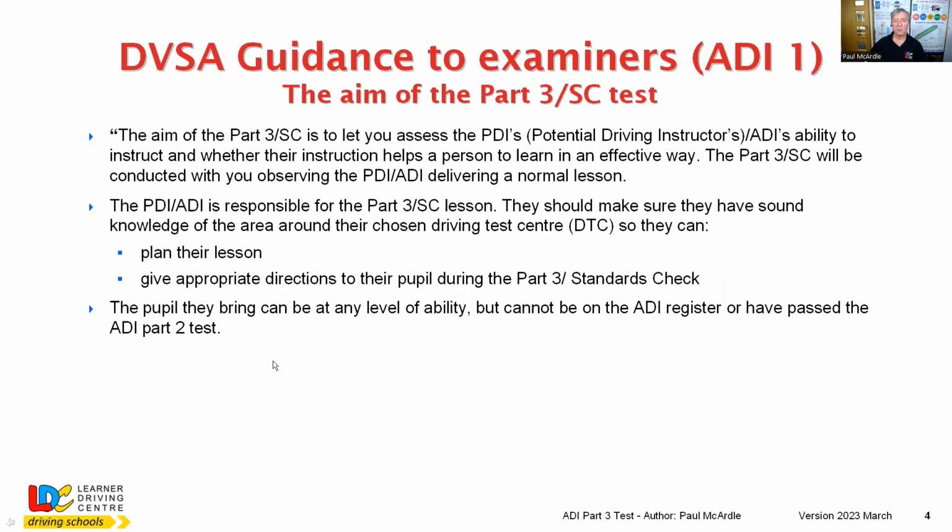So the pupil they bring, it says in the guidance, can be at any level of ability, but cannot be on the ADI register or past the Part 2 test. While in fact, not only is that the case, but because of COVID and the shortening of the test, you're also now not really allowed to bring what they call a beginner. So the person you bring has to be at least at the partly trained stage or above.